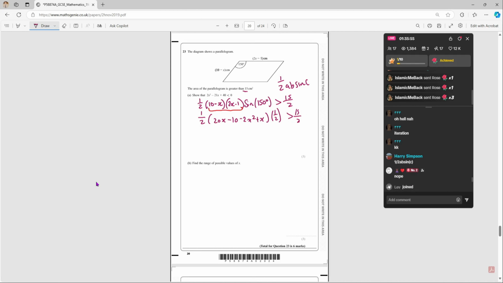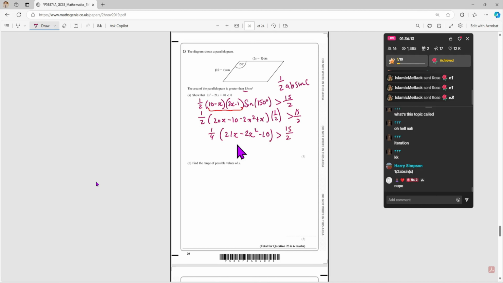Now, once you have done that, you will do 1/2 times a half, which will give you a quarter, and you'll simplify, it's going to be a quarter. And then 21x minus 2x squared minus 10, which is less than 15 over 2. And then lastly, you want to get rid of this 4, so you're going to multiply by 4. We're going to be divided by a quarter, so multiply by 4. So then you would get 21x minus 2x squared minus 10, which is less than 30.